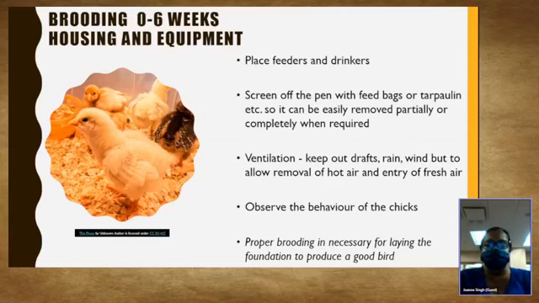You make sure that you have ventilation, but the ventilation should be such that drafts, rain or wind are not able to enter the pen, because you want the chicks to be as comfortable, warm and dry as possible. They need that sort of environment to grow properly, right? And you observe the behavior of your chicks. Proper brooding is necessary for laying the foundation to produce a good bird. If you don't have proper brooding, your bird will be compromised eventually and you will not get optimal production.